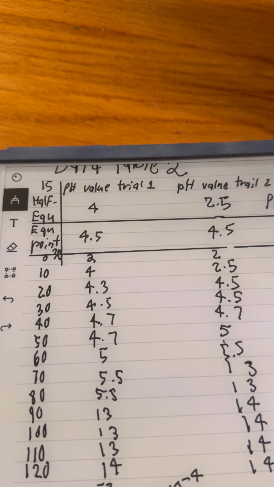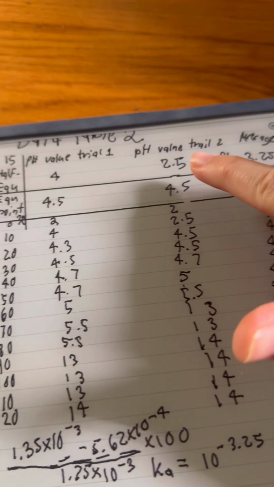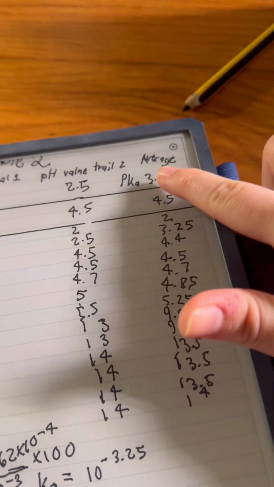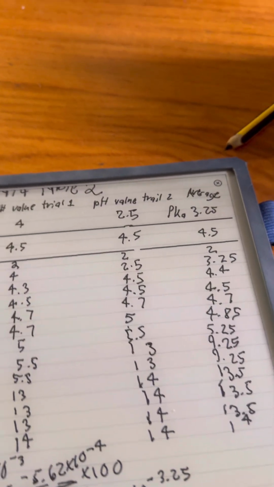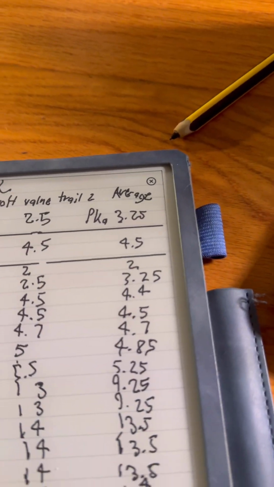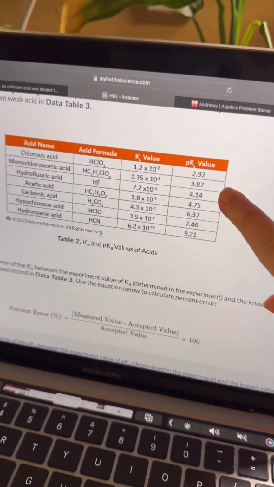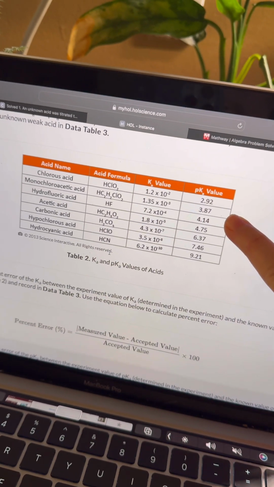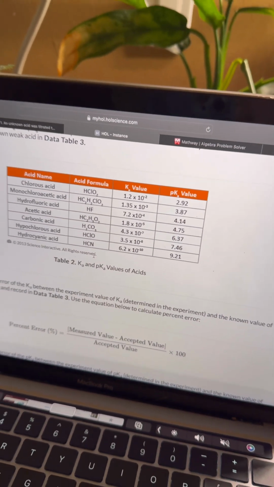So for the half equivalence point, I got a pH of 4 and 2.5, and the average, which is also the pH for this acid, is 3.25, and the equivalence point is around 4.5 on average. So I've determined the closest acid to this is monochloroacetic acid, which has a pH of 3.87.